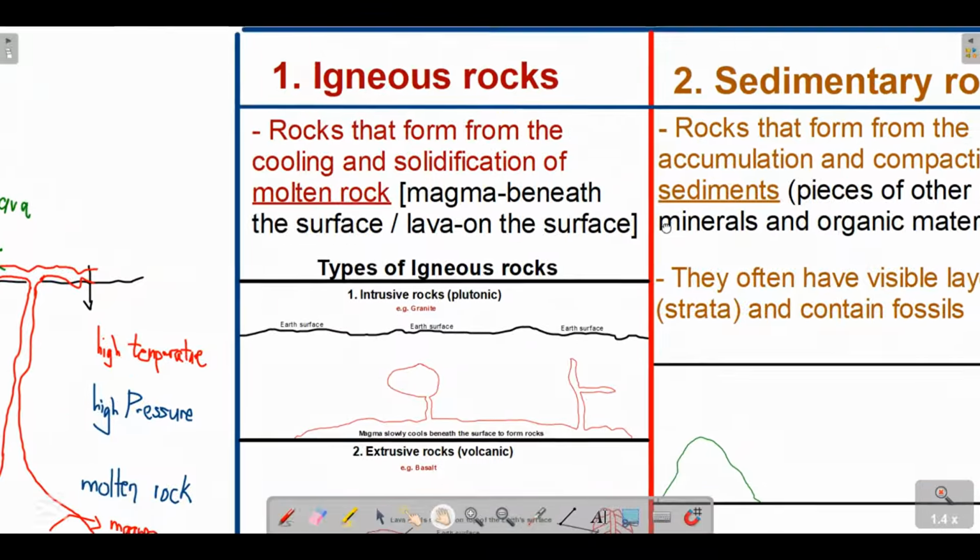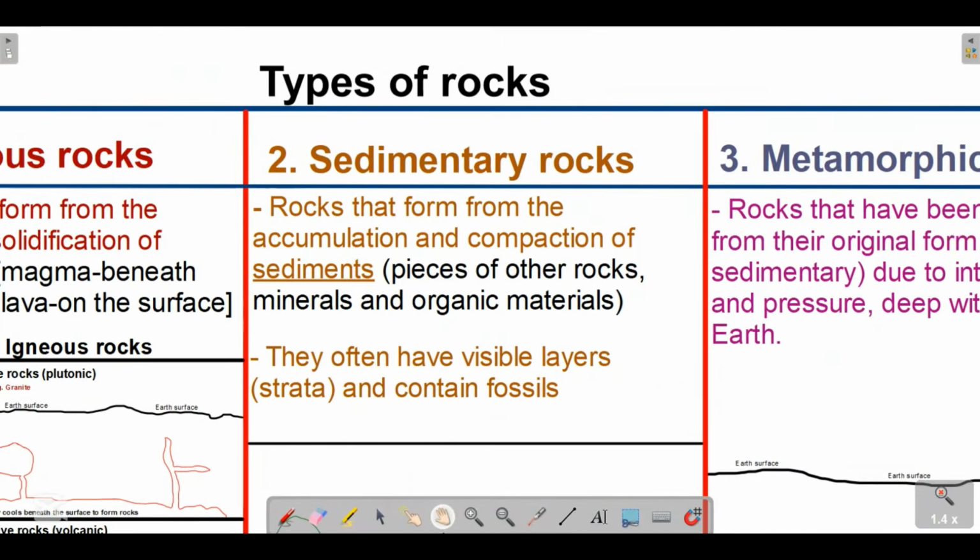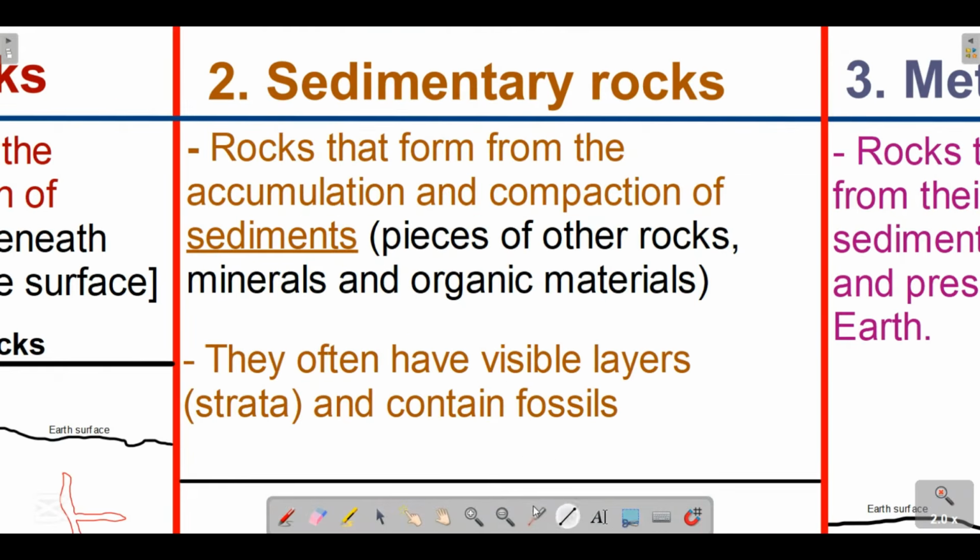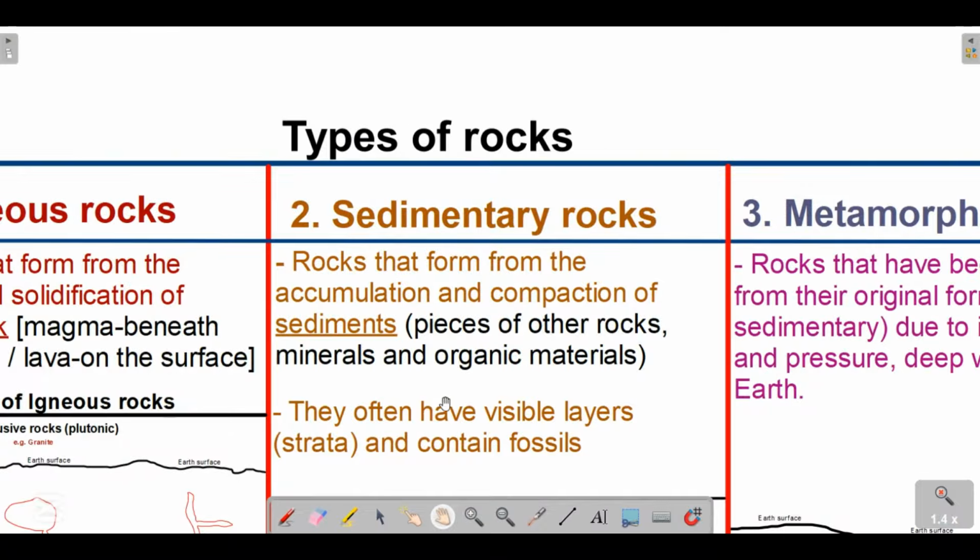Now let's move on then to the sedimentary rocks. Now sedimentary rocks, these are rocks that form from the accumulation and compaction of sediments. So sediments are simply pieces of the other rocks, your minerals. It's basically bits and pieces of other rocks that have eroded. Okay, we know the process of erosion, guys. Erosion, that's simply the removal of material.